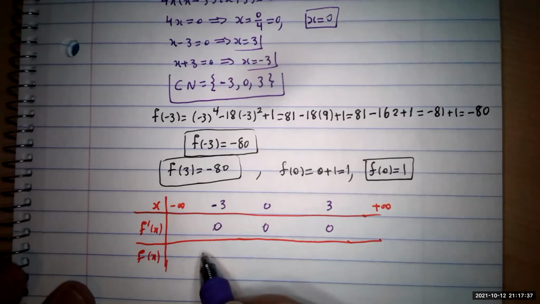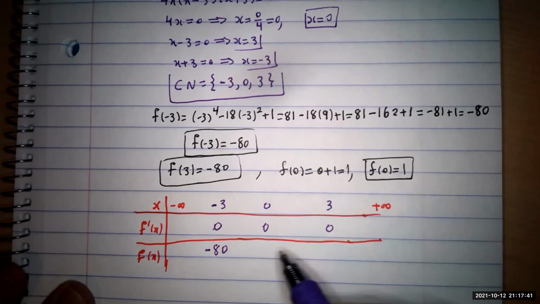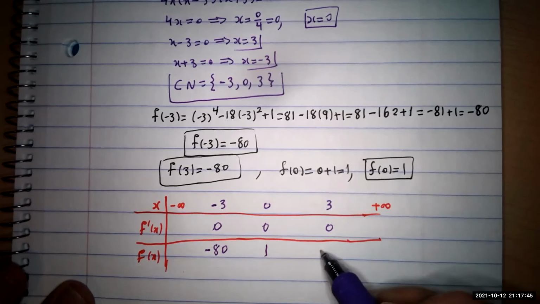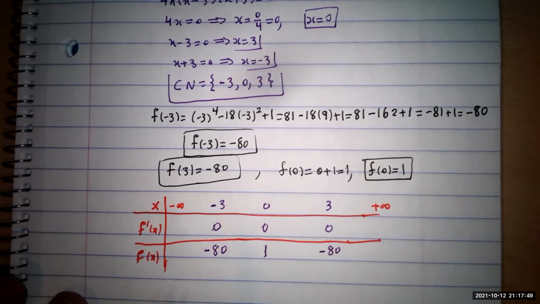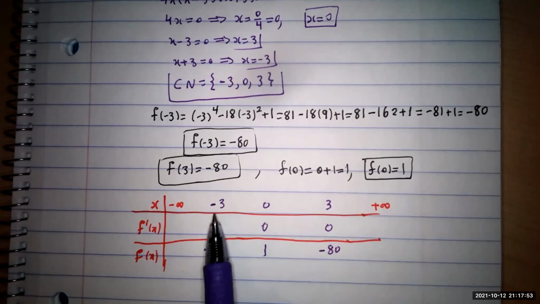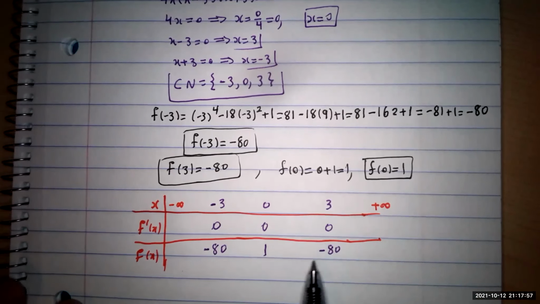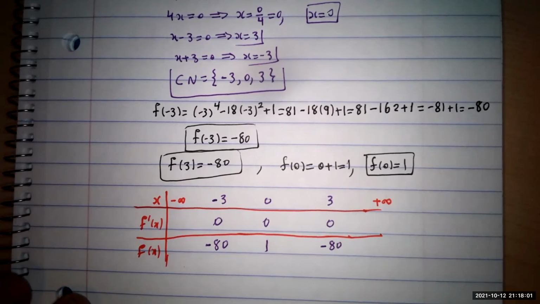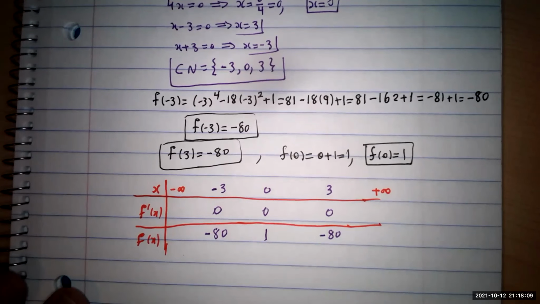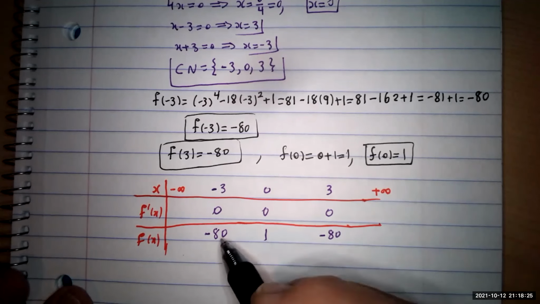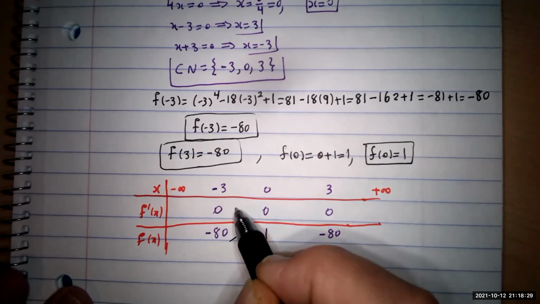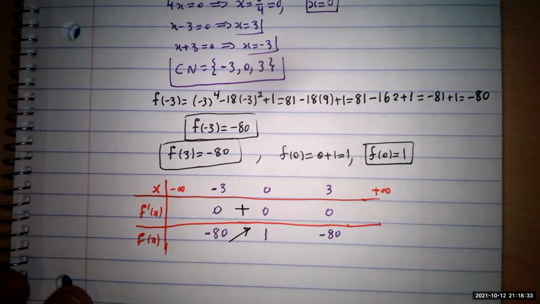Now the value of the function: f of negative 3 is negative 80, f of 0 is 1, f of 3 is negative 80. On the first part, just the x's. On the second part, you put the zeros because they are critical numbers. On the last part, you just put the value of the function. So now you have to determine the sign. You can get a shortcut for yourself. Between these numbers, you compare them together. From negative 80 to 1, from a negative number to a positive number is an increase. So this function would be increasing here. When it's increasing, the sign of f prime is positive. That will help you as a shortcut.